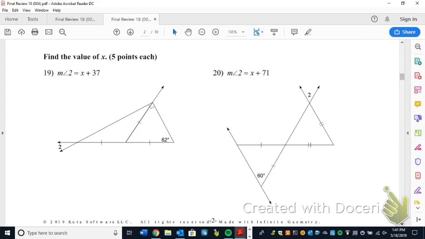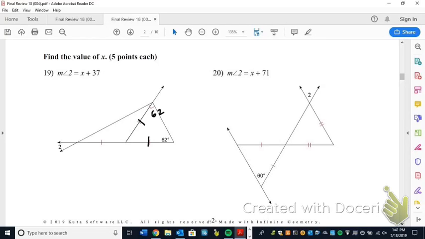Okay, number 19. So these rely on your ability to use the properties of isosceles triangles and being able to read the diagram. Okay, so we start off with that 62. Now we know that 62 is the base angle on an isosceles triangle. If you remember isosceles triangles, you know that their base angles are always congruent, which means that's 62.